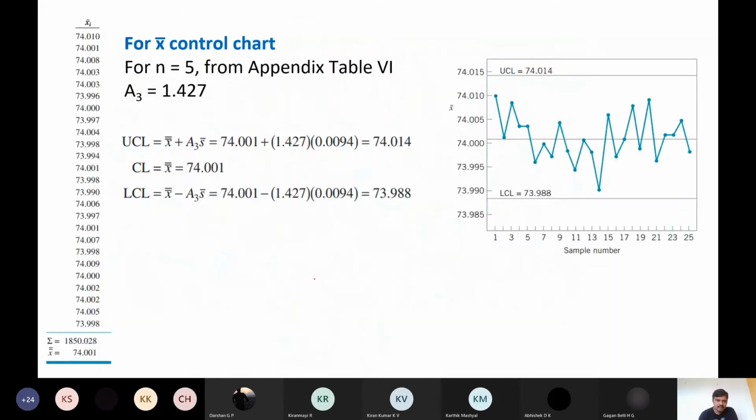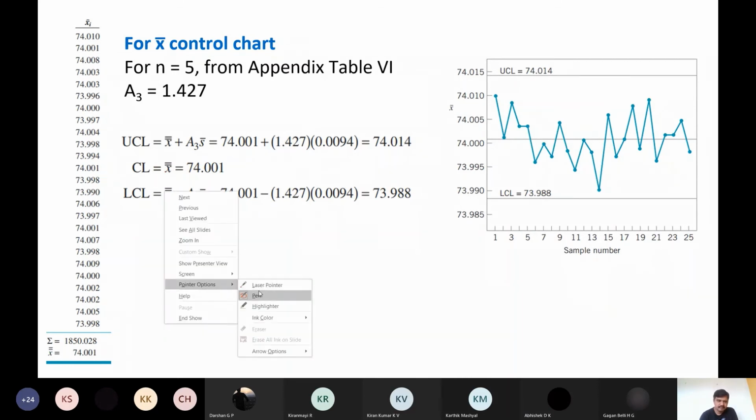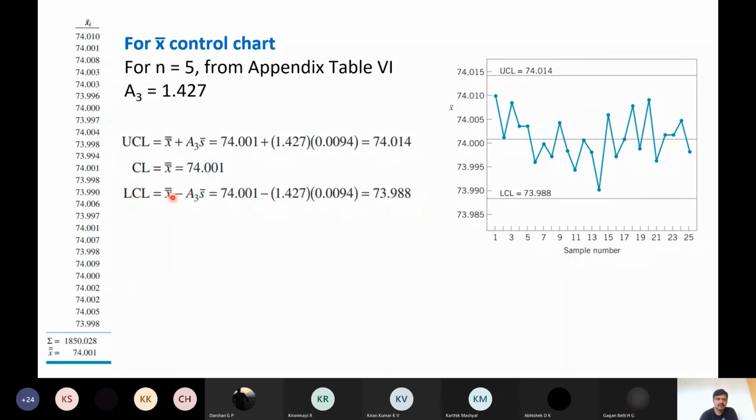So next, the S bar value also we determined. So that is 74.014. Next, X double bar is the same value. Next, the lower control limit. Similarly, you will get this. So after getting the control limits, go for plotting the X bar chart.